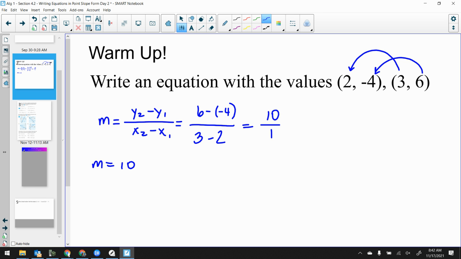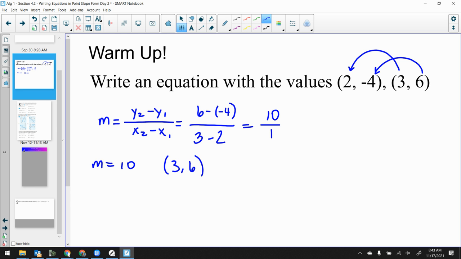I made the joke yesterday on the video that I like to stay positive. I like to use the coordinates with the positive numbers if there are ones. Sometimes there's no way around it. I've got to use negatives. But in my opinion, it's easiest when we pick the coordinate with the positive values. So I'm going to pick 3 comma 6, and I'm going to ignore 2 comma negative 4. I'm not going to use that anymore. I've already used it to find my slope. I've used it up. Now I'm going to take the 3 comma 6.